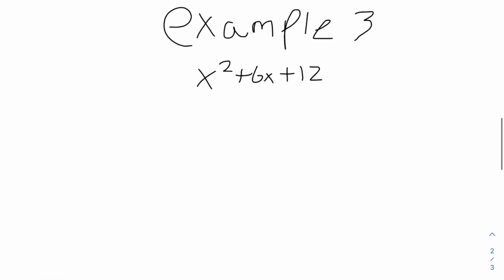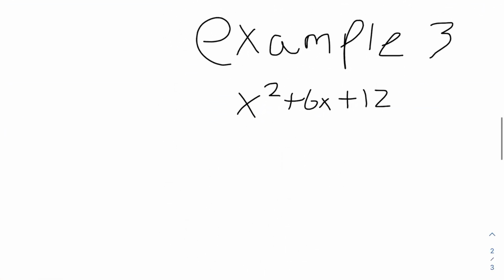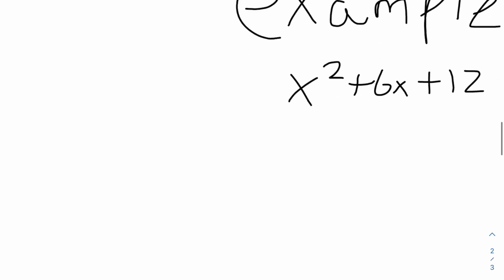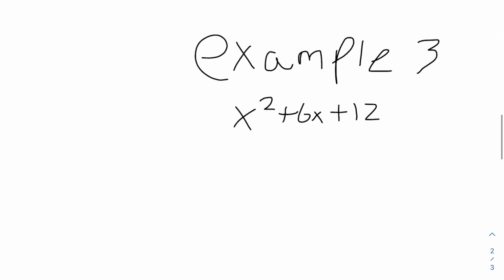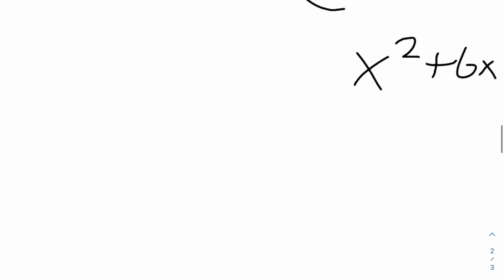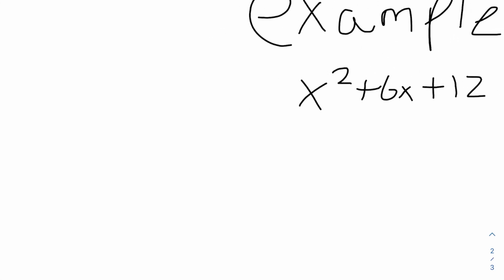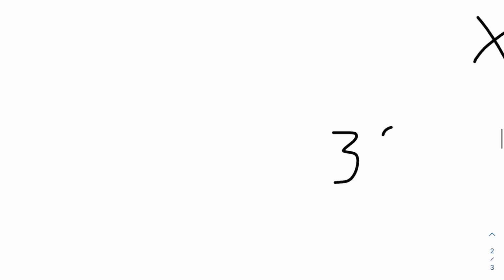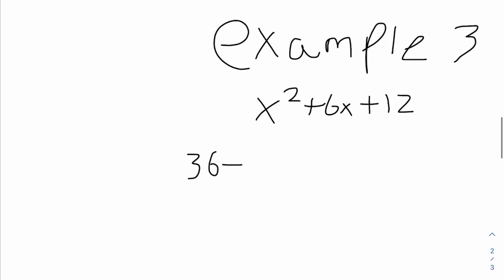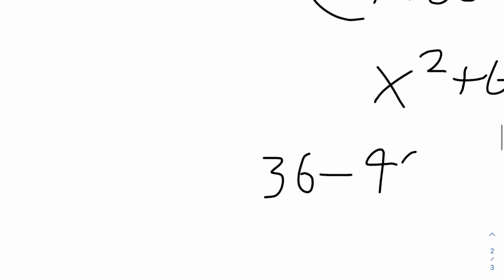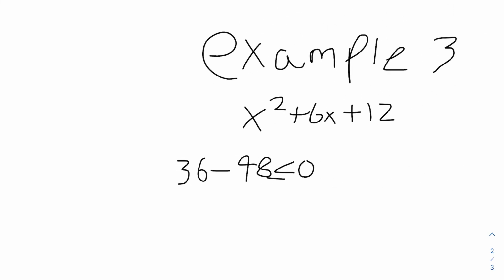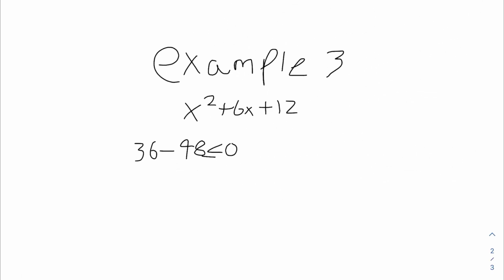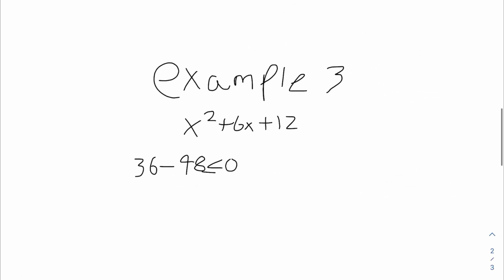Let's look at example 3. x squared plus 6x plus 12. Let's first check with b squared minus 4ac. b squared in this case is 36, minus 4ac, which would be 48, and that is less than 0. That means this function doesn't have a solution.